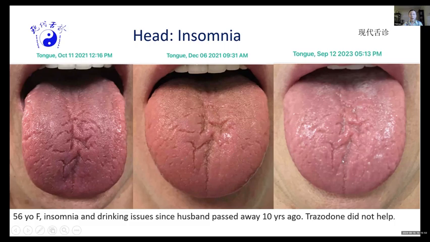And then the right one is almost 2 years later. She came back for something else. You can see her sleep is still very good, and the tongue shape keeps looking like this instead of having a flat top.